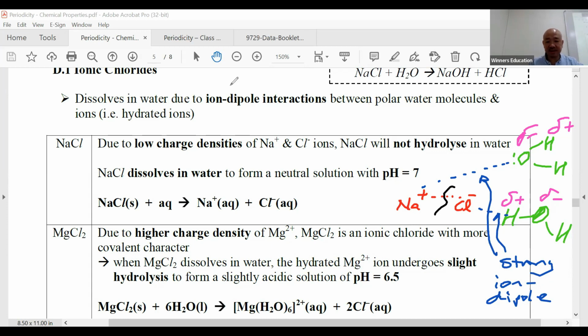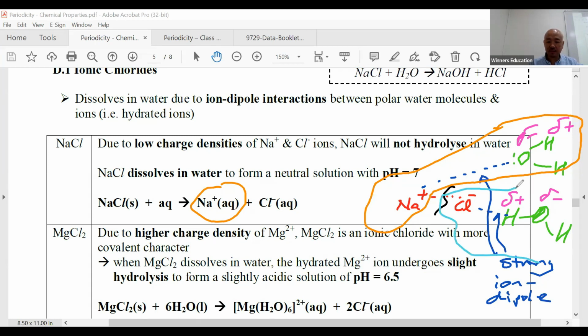All this was since Secondary 3. So, ladies and gentlemen, hydrated ion sodium, hydrated ion chloride. So what is happening over here? What is this reaction called? This is called hydration, which forms your hydrated ion.